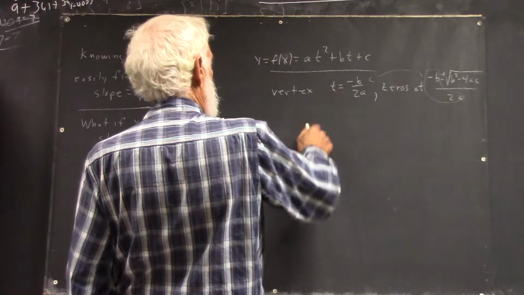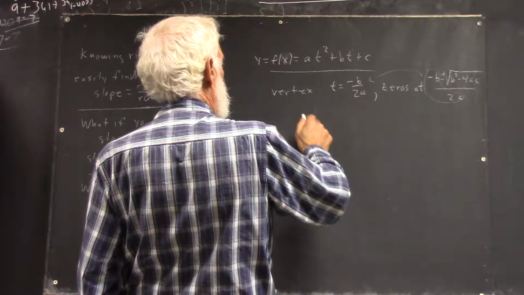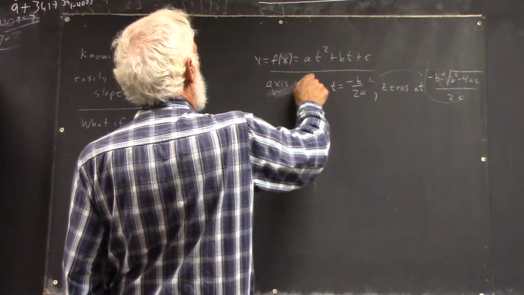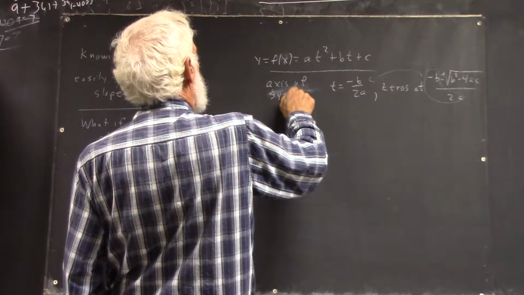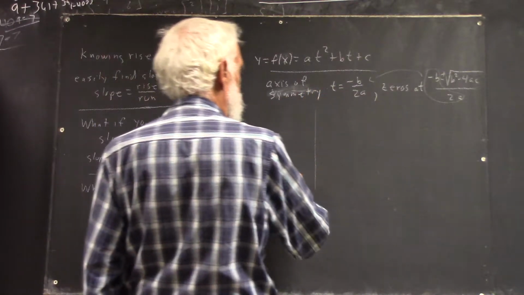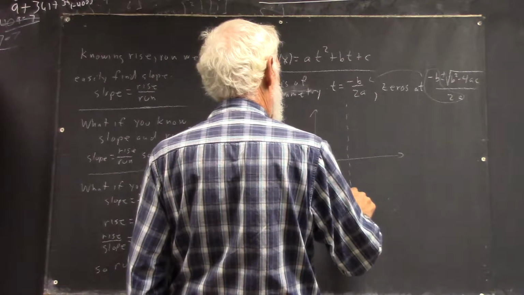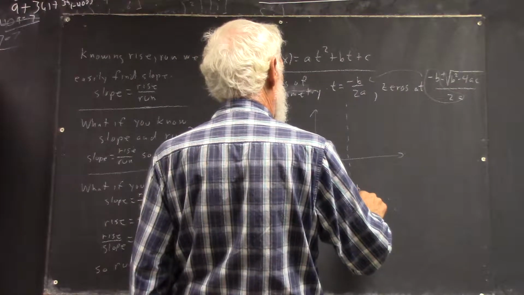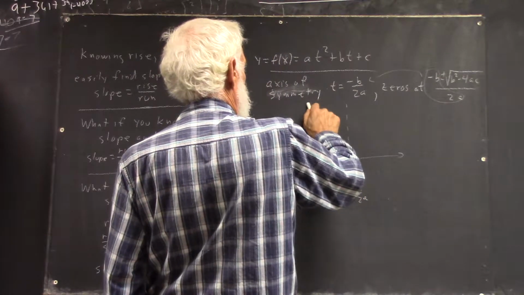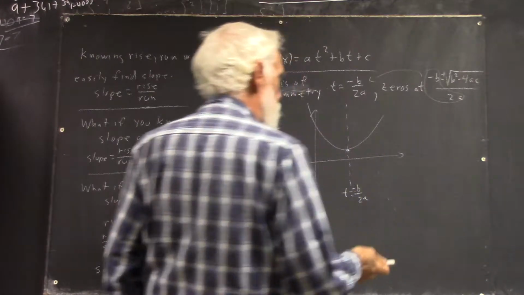So that, and I said vertex. The axis of symmetry is t equals negative b over 2a. You have a vertex.